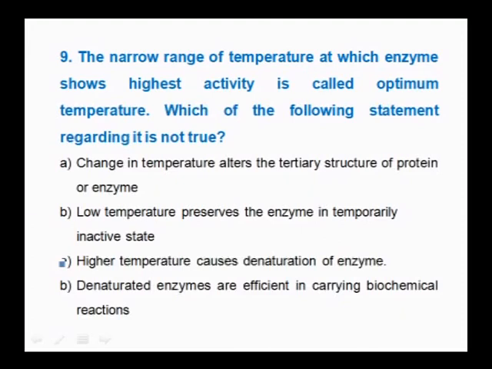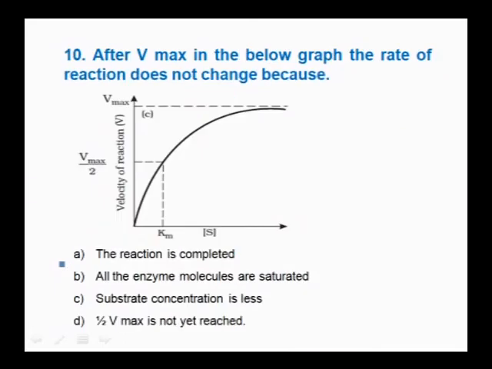Option A is true because proteins change their tertiary structure when they are exposed to different variations of temperature. When the enzymes are in low temperature, they become inactive. If it is exposed to higher temperature, it will undergo denaturation. Therefore, option D is not true. So the answer for this one is D, where denatured enzymes are efficient in carrying biochemical reaction. This is actually not right. Denatured enzymes cannot carry out the biochemical reaction.